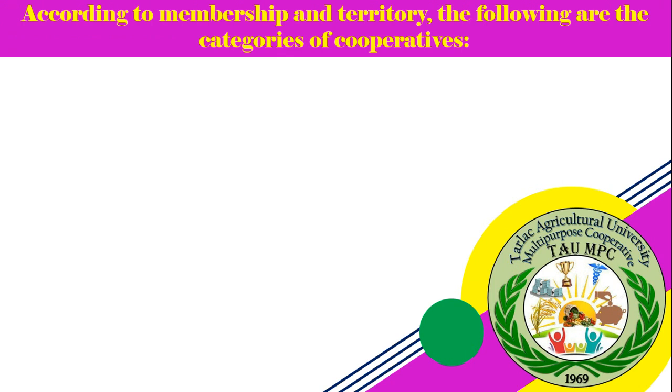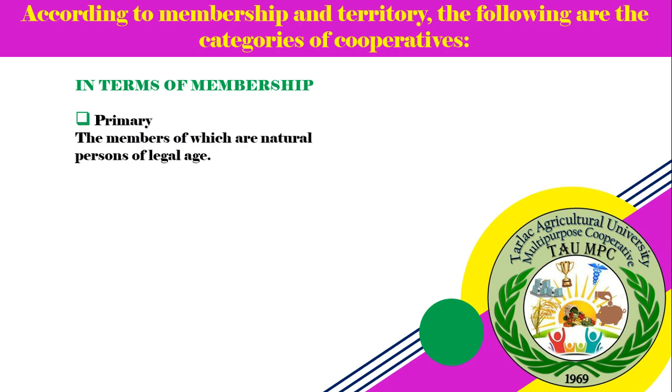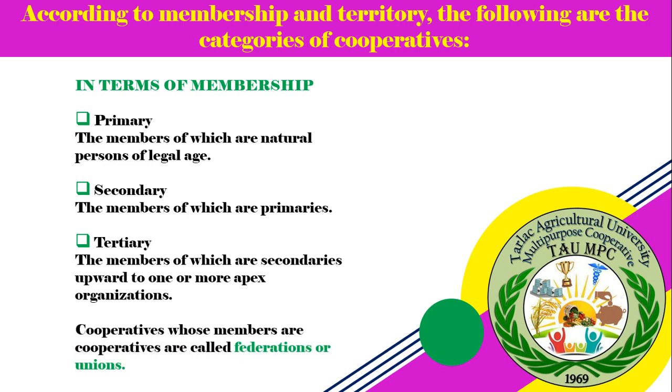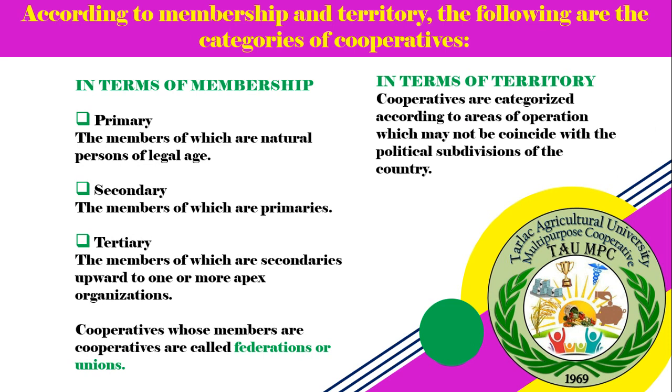According to membership and territory, the following are the categories of cooperatives. In terms of membership, primary, the members of which are natural persons of legal age. Secondary, the members of which are primaries. Tertiary, the members of which are secondaries upward to one or more apex organizations. Cooperatives whose members are cooperatives are called federations or unions. In terms of territory, cooperatives are categorized according to areas of operation which may not coincide with the political subdivisions of the country.